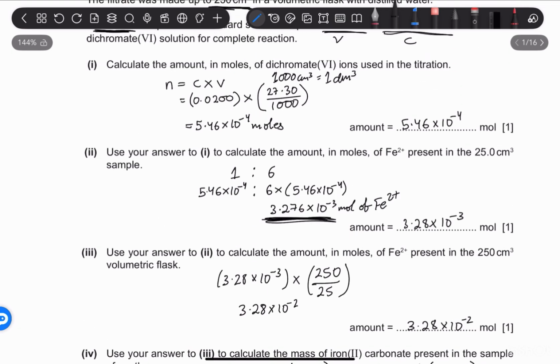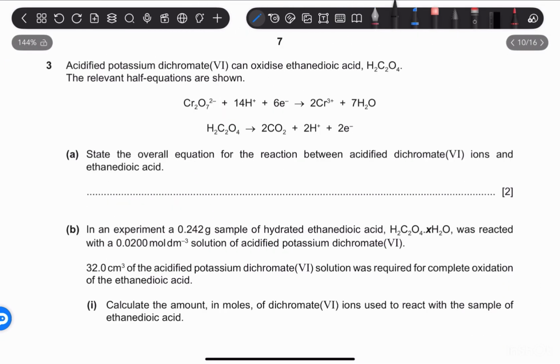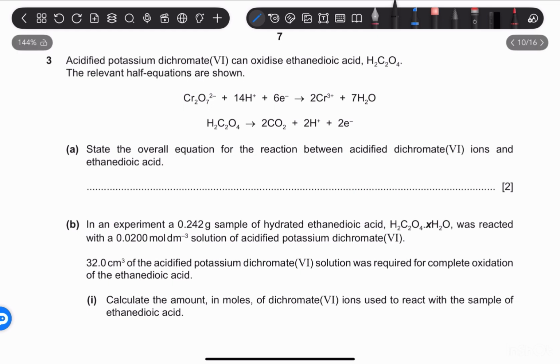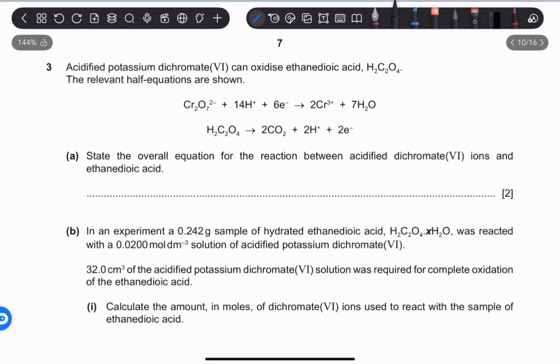This is the first question of the worksheet, and we're done with that. The next question we have is: acidified potassium dichromate can oxidize ethane dioic acid. The relevant half equations are shown. We have our half equations. State the overall equation for the reaction between acidified dichromate ions and ethane dioic ions.